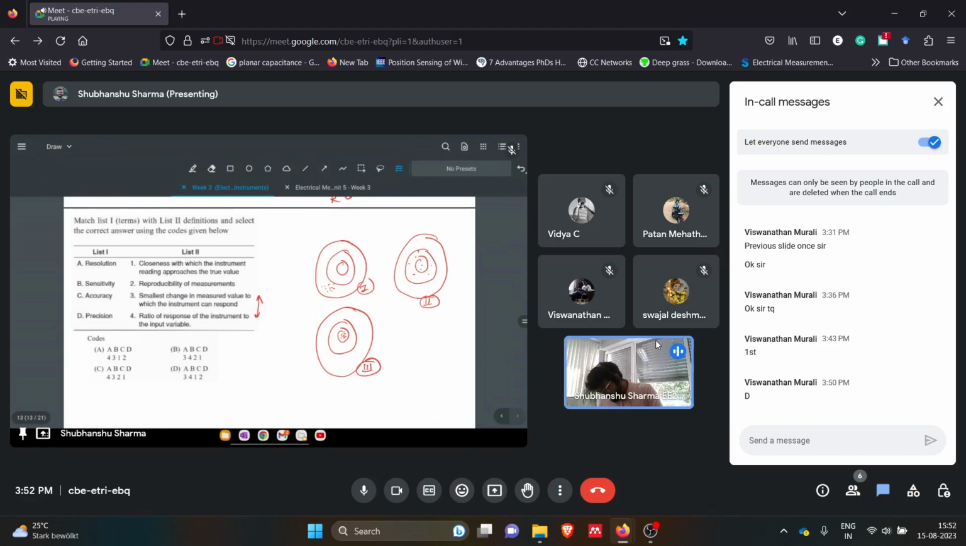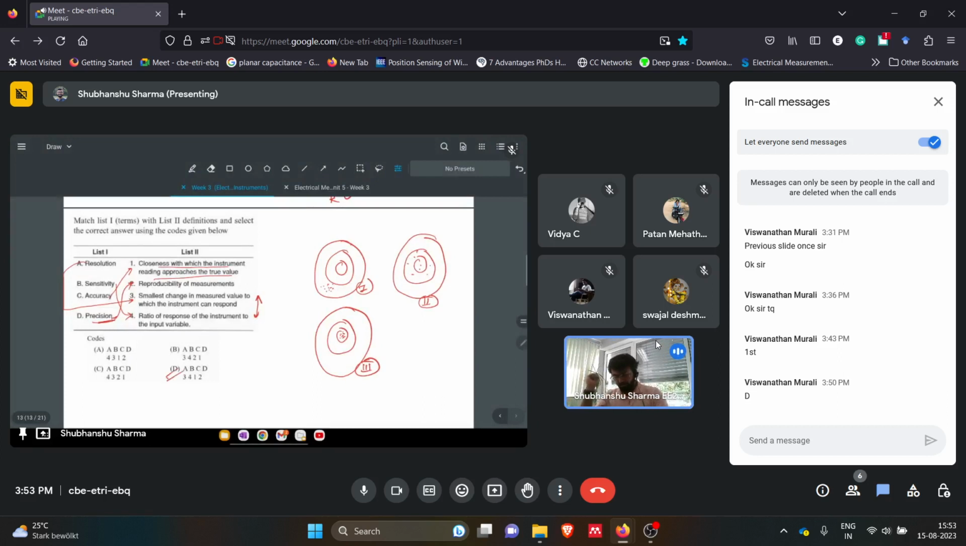So precision, as I mentioned, is reproducibility of measurements. Sensitivity is the ratio of response, how well your instrument is responding. Accuracy is the closeness with which the instrument reading approaches the true value. And resolution is the smallest change measurable, and it is the only option left. So the answer is D.